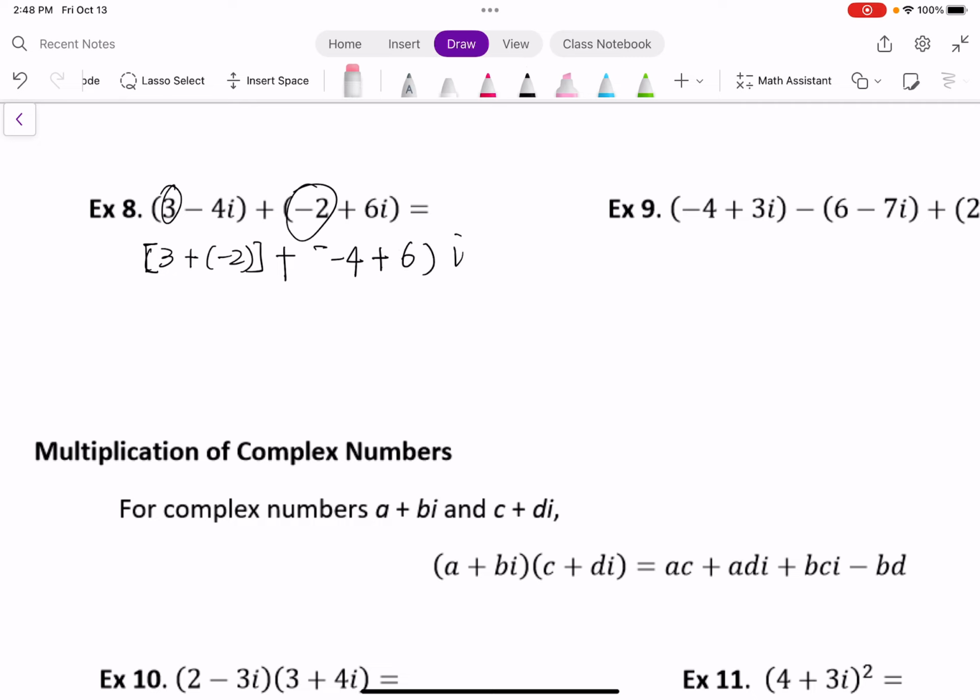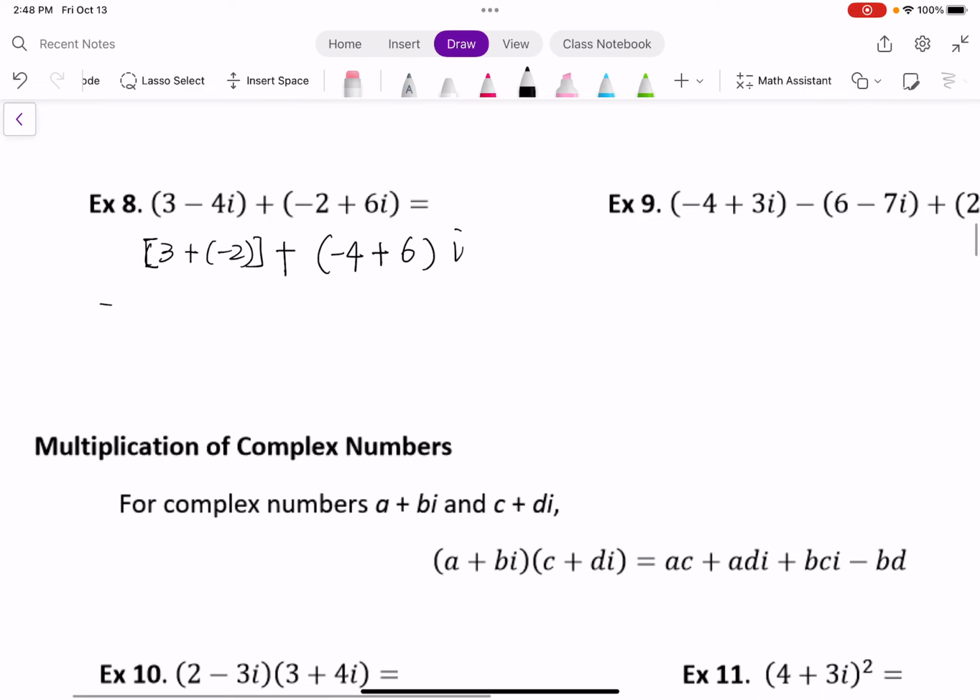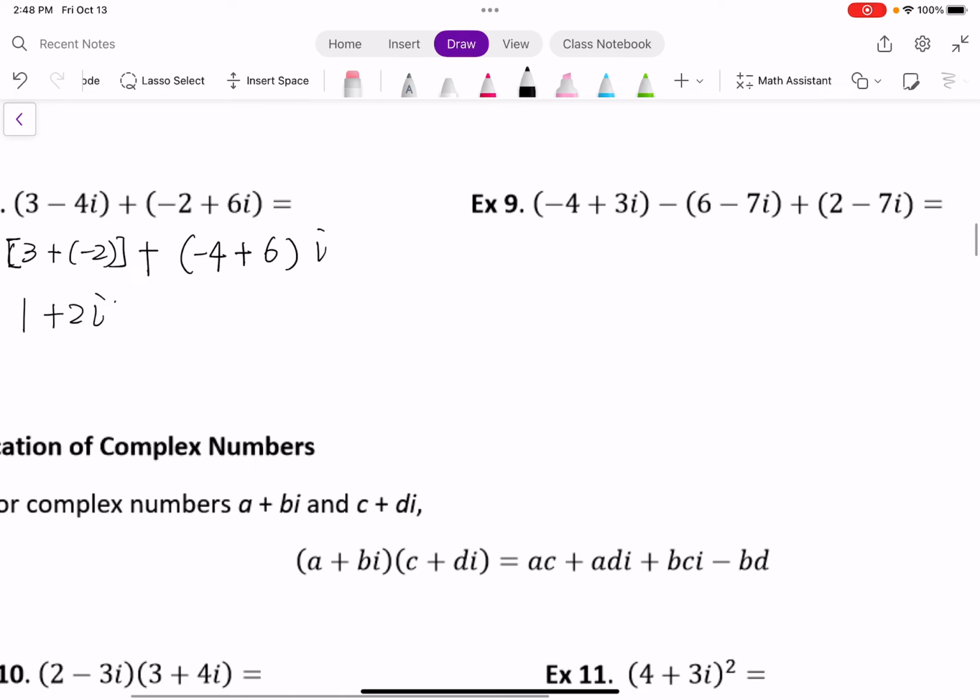Okay, use the parentheses. Use this number, which is negative 4. This is plus positive 6. You need to bring the sign with you. And then equals 3 minus 2 is 1. And then negative 4 plus 6 is positive 2, so 2i. This is the solution. And how about the next one?